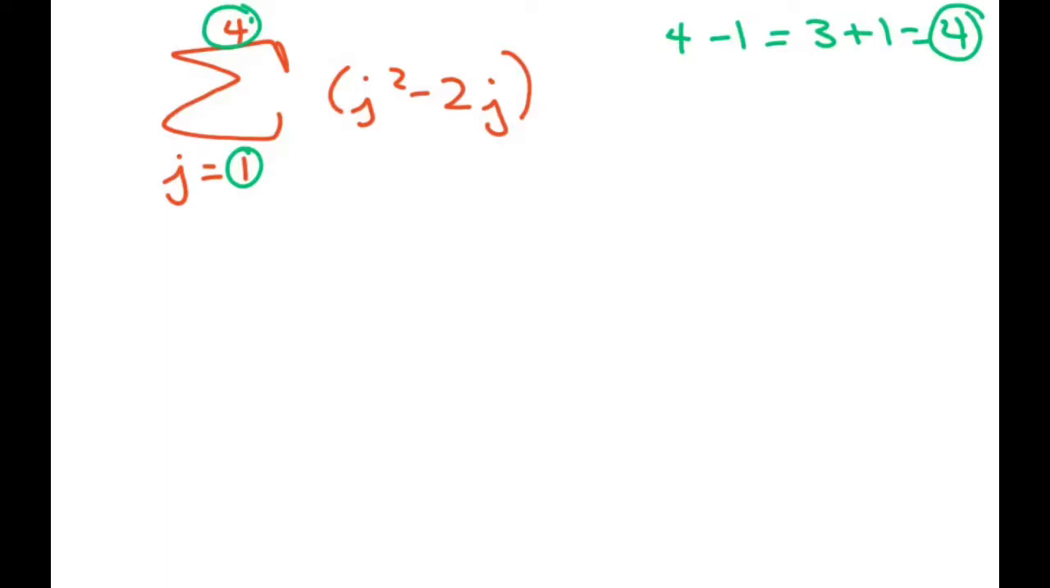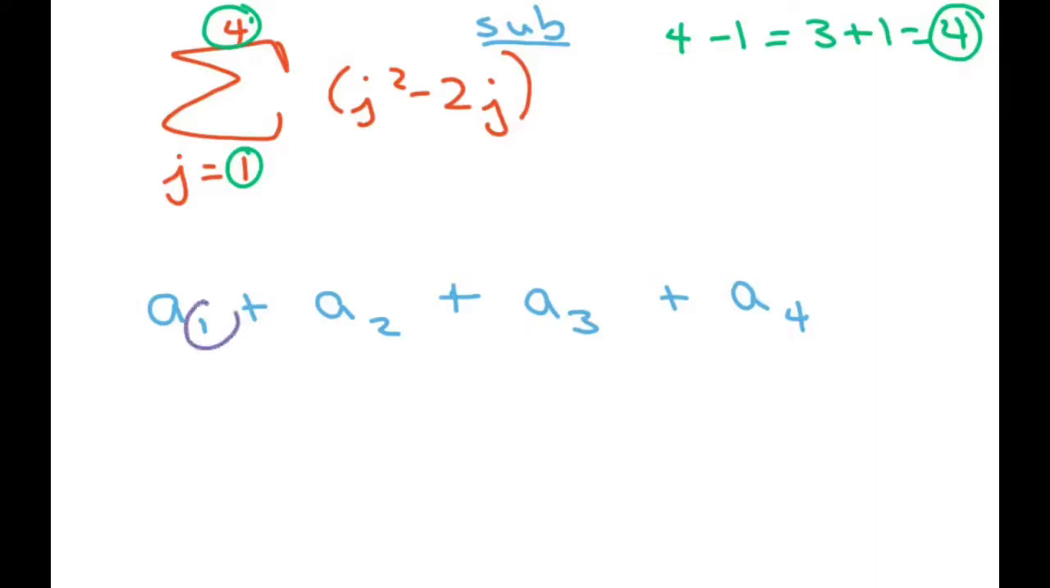So we're going to do a sub 1. I'm saying sub for subscript. Then you're going to do a sub 2 plus a sub 3 plus a sub 4. And you're going to plug in these index numbers into this j. So we have 1 squared minus 2 times 1.